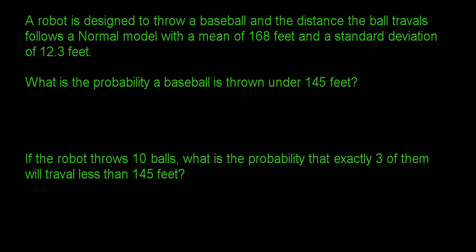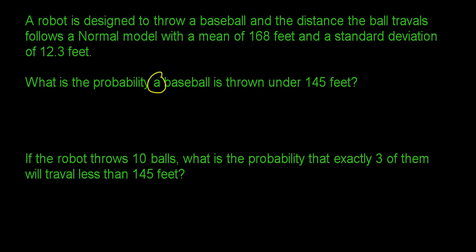All right, another question, final question. This one's a cool question because it actually incorporates the normal model as well. A robot is designed to throw a baseball, and the distance the ball travels follows a normal model with a mean of 168 feet and a standard deviation of 12.3 feet. If it follows a normal model, that makes probability really easy. What is the probability a baseball is thrown under 145 feet? So it said a baseball, so it's talking about one baseball.